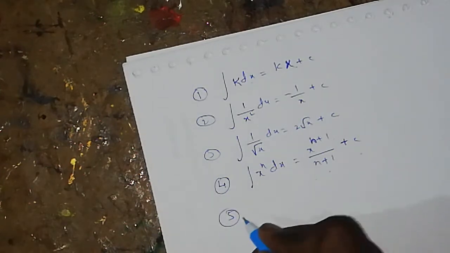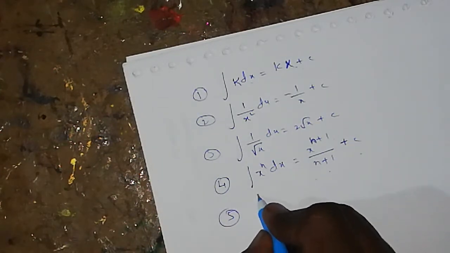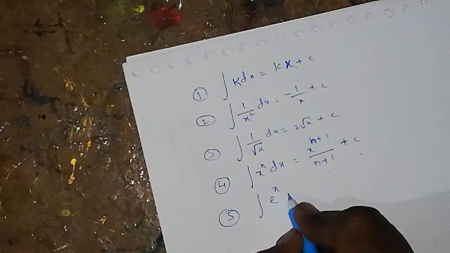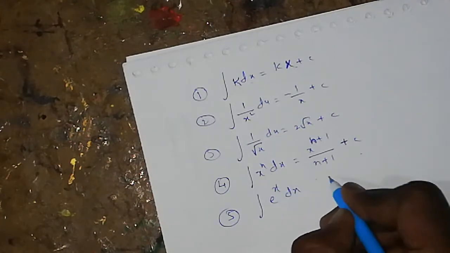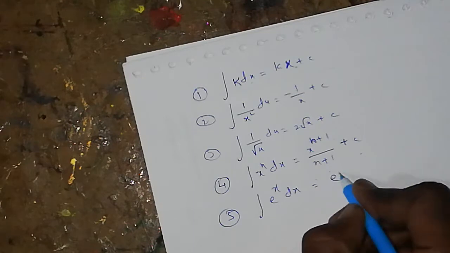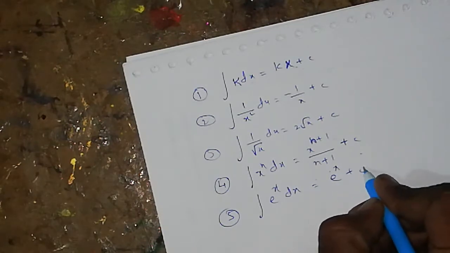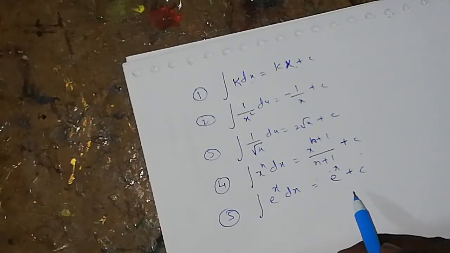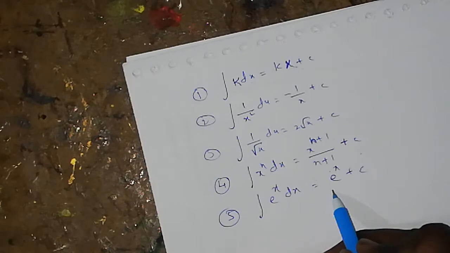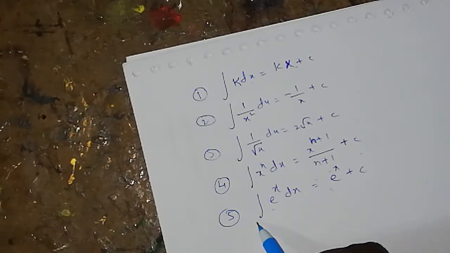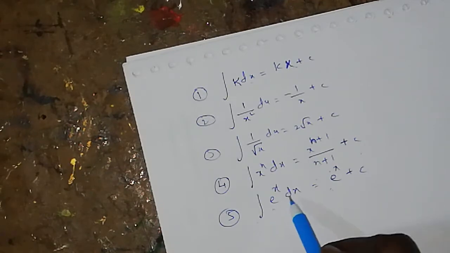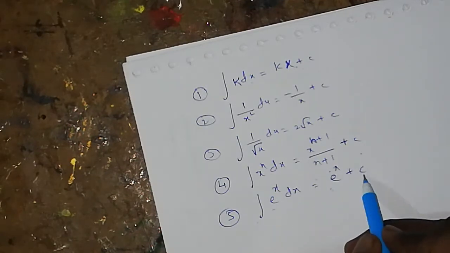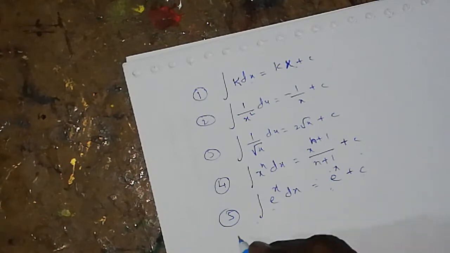Next, integration of e power x dx. Integration of e power x is nothing but e power x plus c. Same as differentiation: d by dx of e power x is equal to e power x only. So in integration also, integration of e power x dx is equal to e power x plus c.